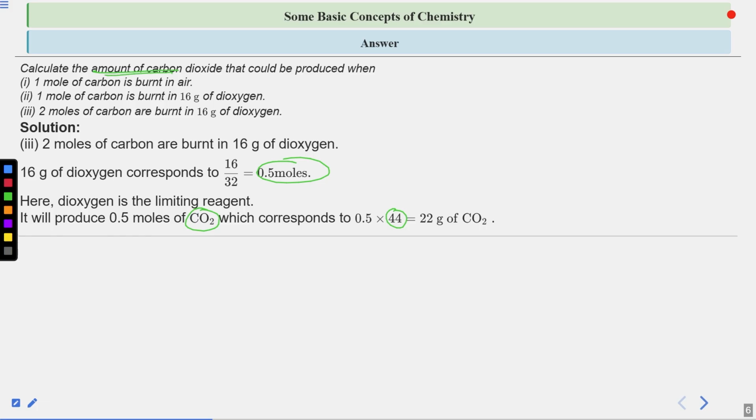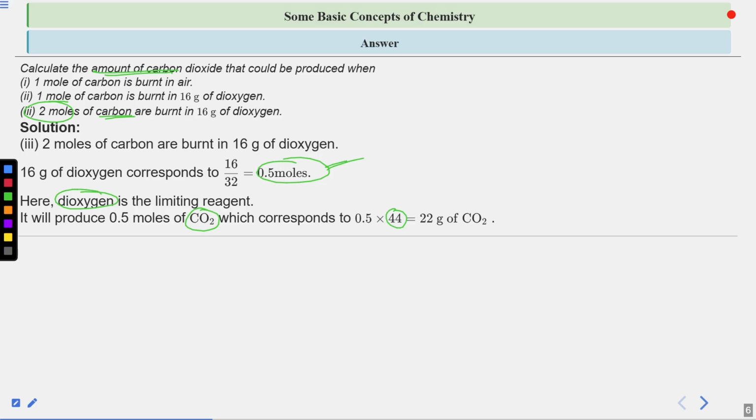Sir, which one is LR? Yes, it is oxygen. It's very clear, right? It's oxygen, because its amount is less. We need 2 moles of dioxygen to burn this whole carbon. But we have only 0.5 moles. So it is the limiting reagent.